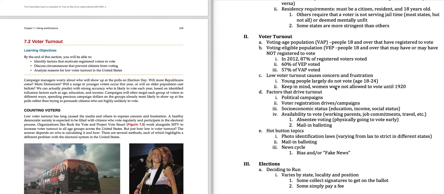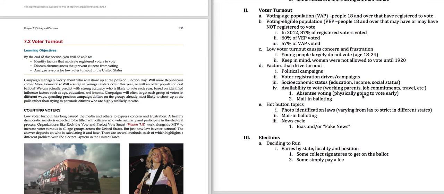In 2012, 87% of registered voters voted. So most of the people who took the time to register to vote actually vote. But something like 42% of the total population only voted in 2012 in the major presidential election. Of the VAP, voting age population, 57% voted, and of the VEP, 60% voted. What we're talking about in class today is that more people vote for American Idol than vote for president. Let that sink in for a second. More people vote in American Idol than do president.